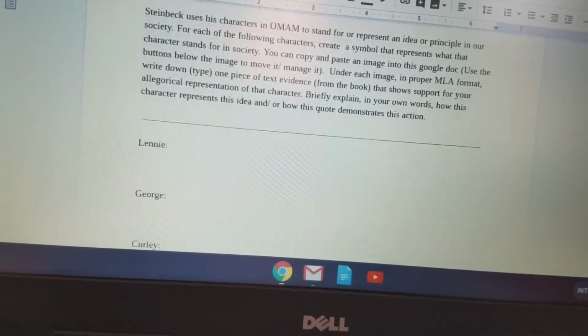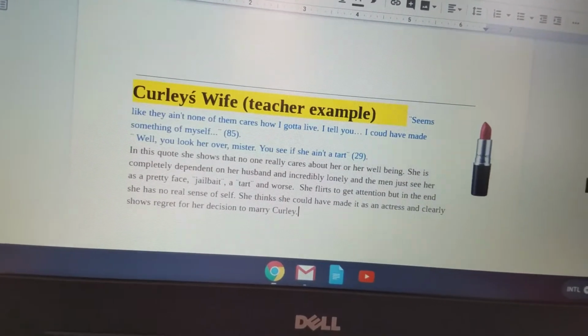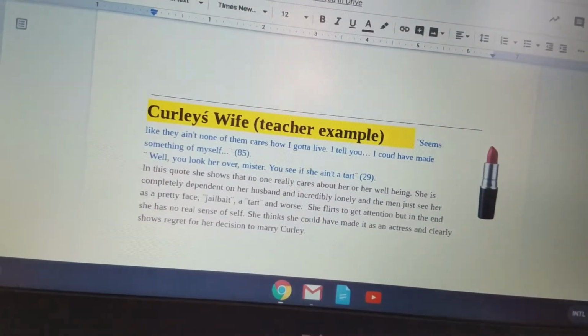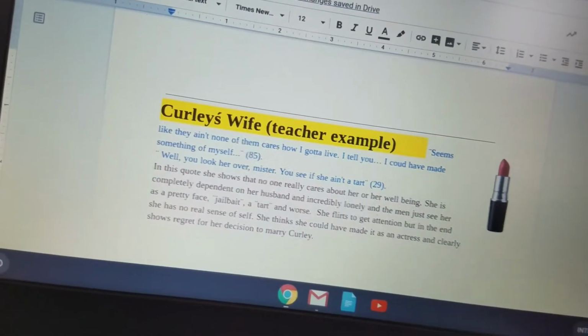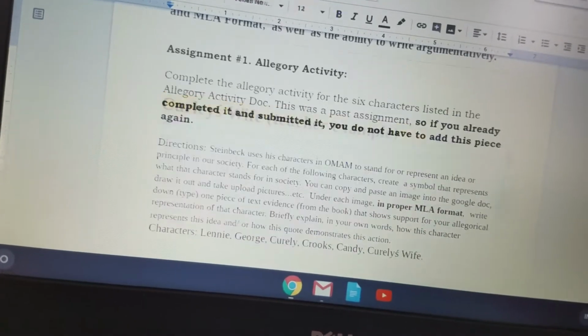And you have 6 characters: Lenny, George, Curly, Crooks, Candy, Curly's wife. And you have the teacher example. I already did a whole video on this, so I'm not going to do it again, but I will re-upload that for you to watch and to work on. So this is assignment number 1. And again, if you already did this assignment, you're already done with assignment number 1.